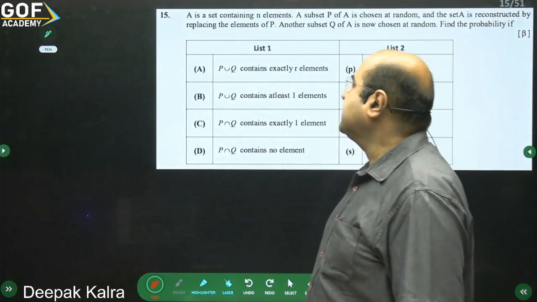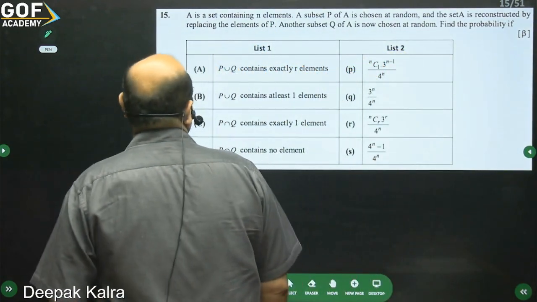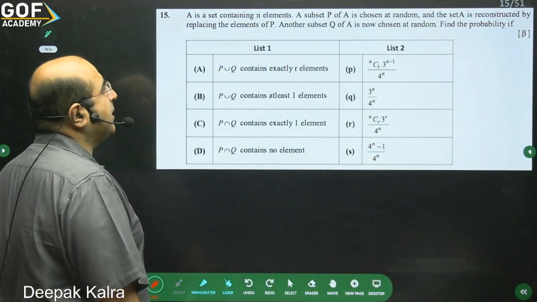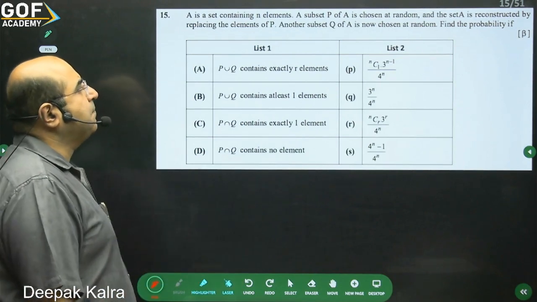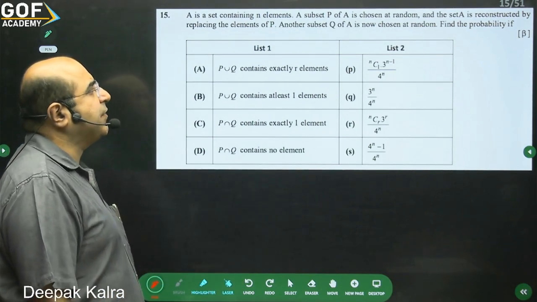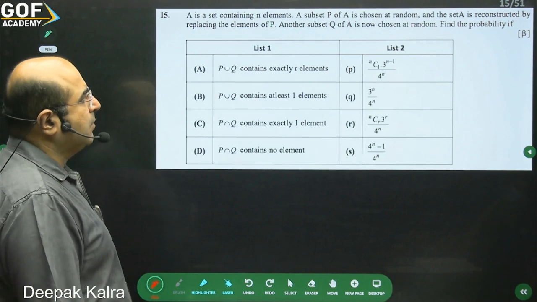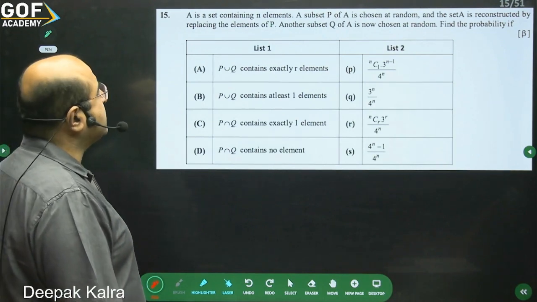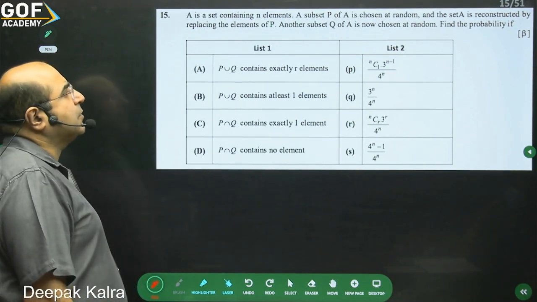Next question is on matrices. A set A is a set containing n elements and P is a subset of A chosen at random. And the set A is reconstructed by replacing the elements of P. Another subset Q is being formed.